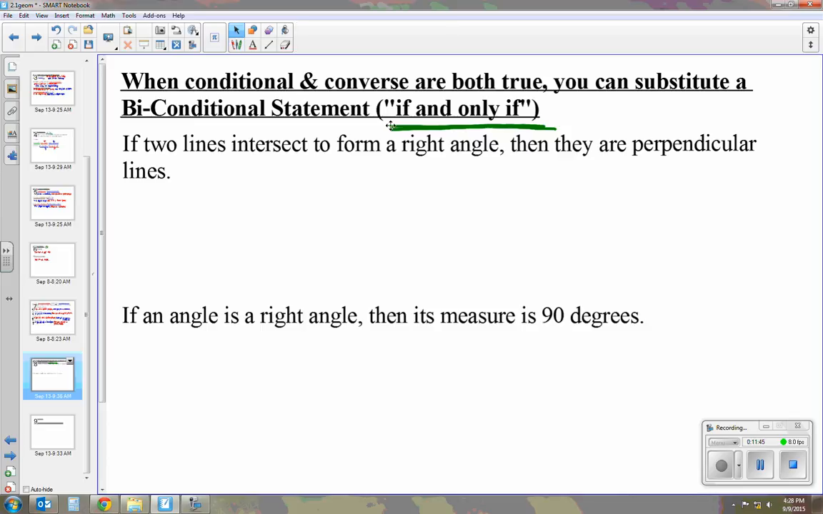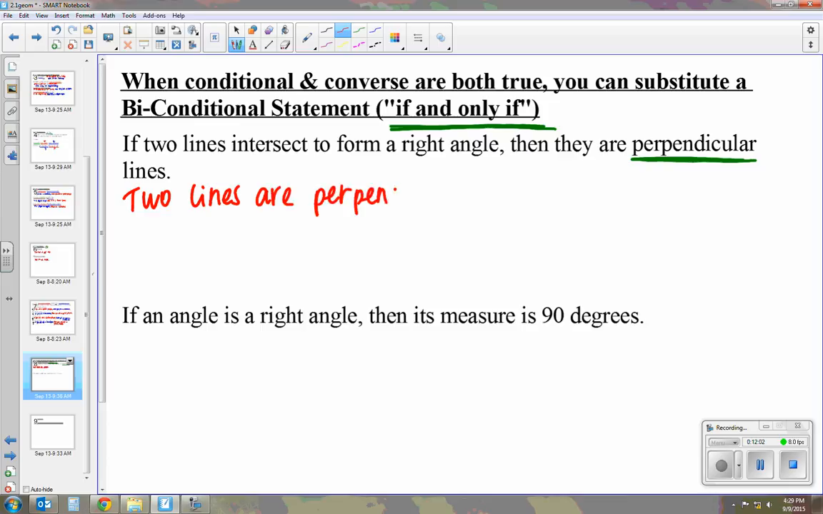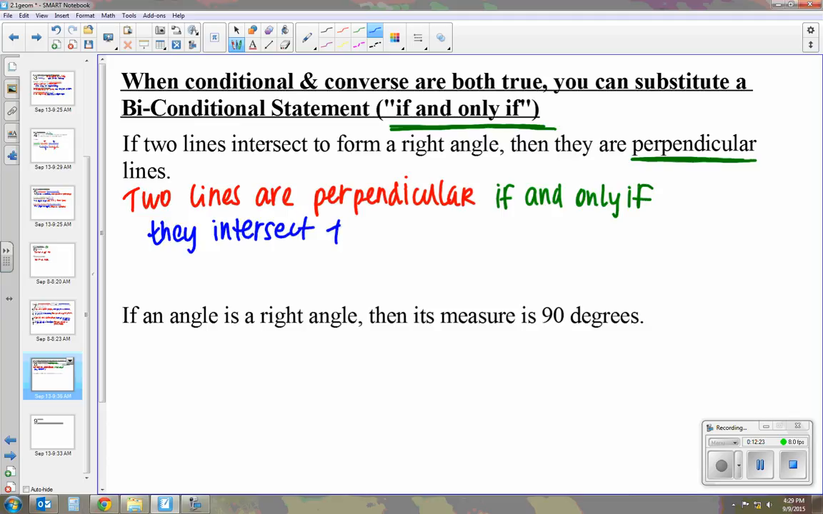And we're talking about perpendicular lines here. So we're always going to start with the word that we're defining. So we're going to say 2 lines are perpendicular if and only if they intersect to form a right angle.